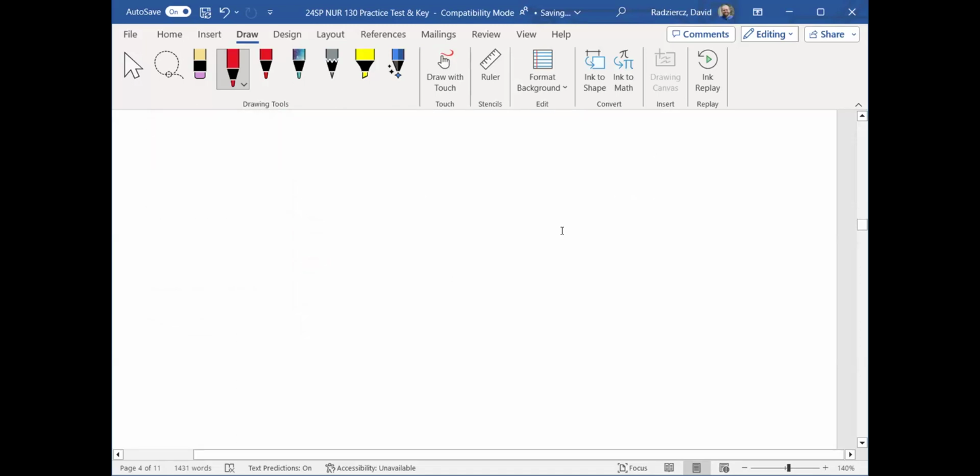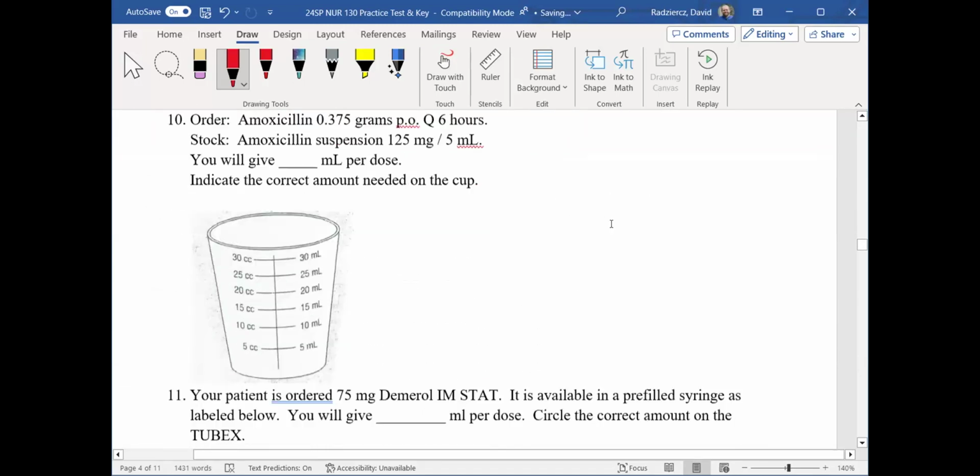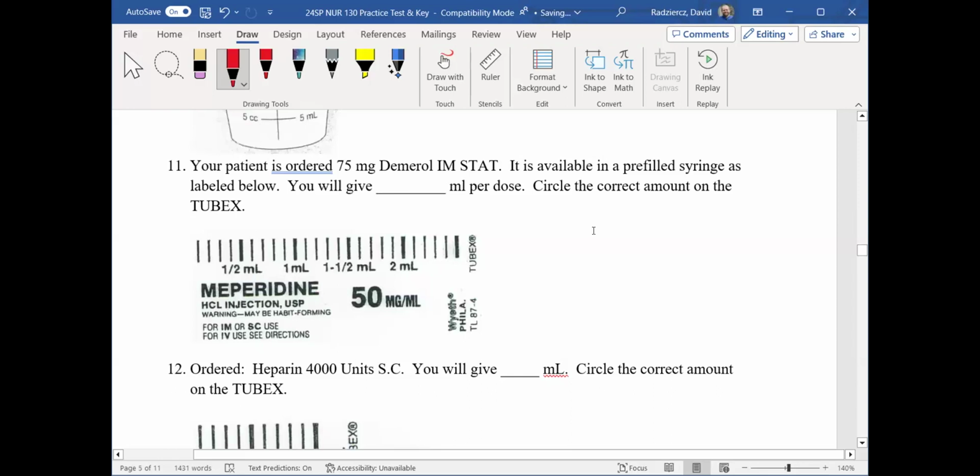All right, let's look at some of the parenteral medications. These are all oral. This is a parenteral. What's parenteral? Parenteral just means that it's done other ways other than oral, right? So it's subcutaneous or it's intramuscular. Technically, it could be IV as well.